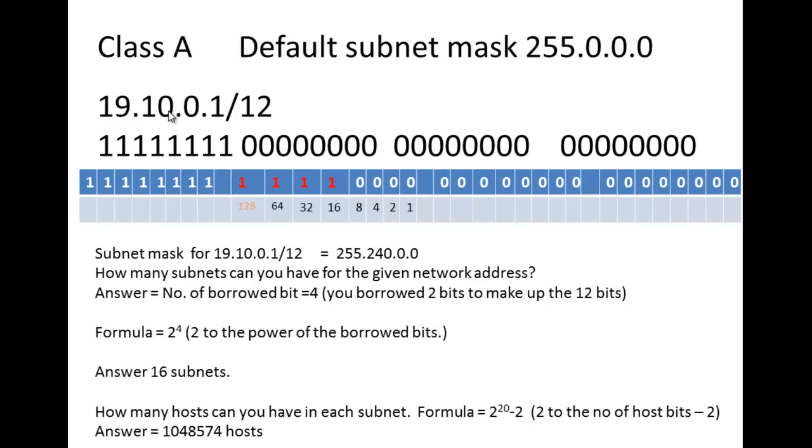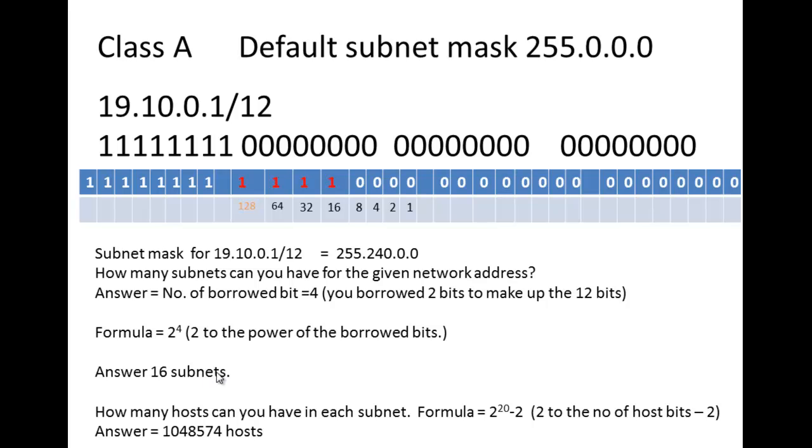And then we have to figure out how many subnets can we have for this network. How many subnets can hold in this network. And remember what the formula is. It will be 2 to the power of the borrowed bits. And we borrowed 4 bits. So it will be 2 to the power of 4, which would give us 16 subnets.